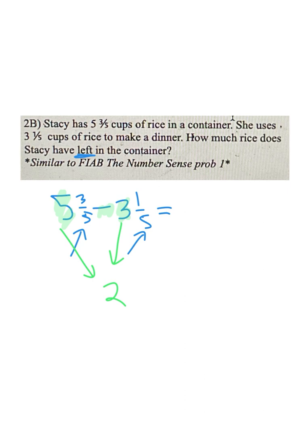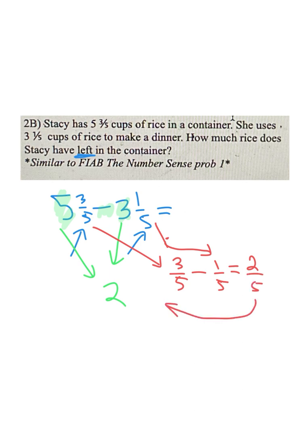All right, now I'm gonna handle the fractions. So that's gonna be 3/5 minus 1/5, and that's equal to 2/5. So I'm gonna combine those together, and I have 2 and 2/5. That's my final answer.